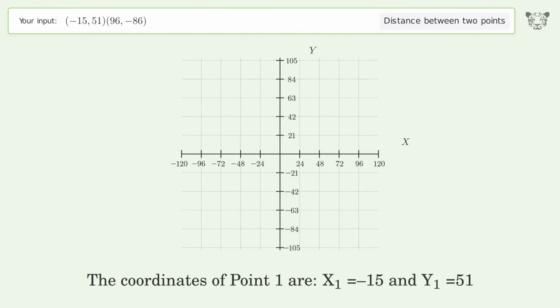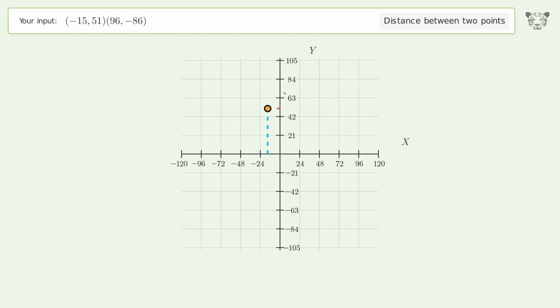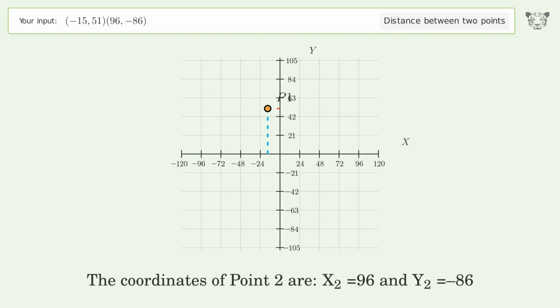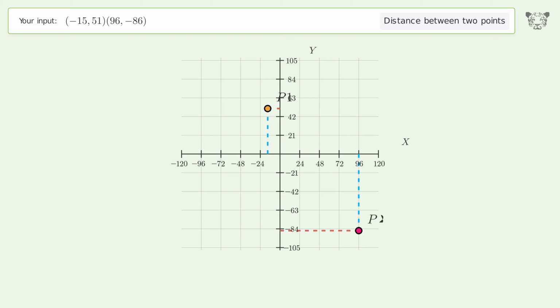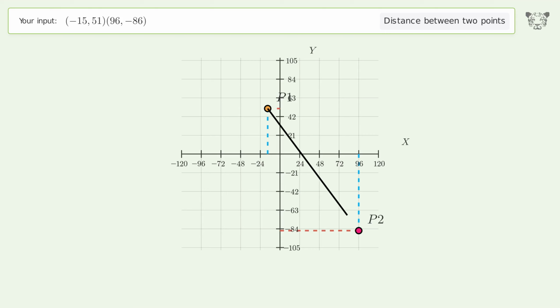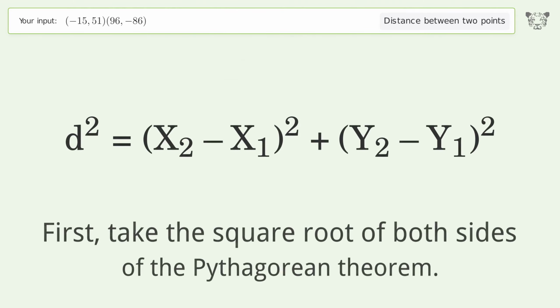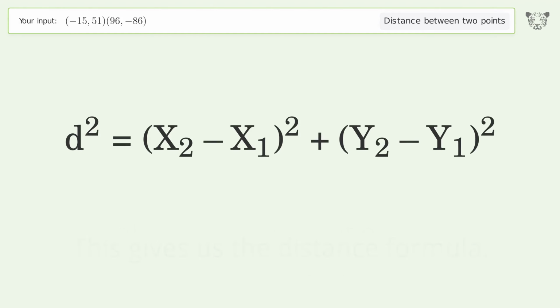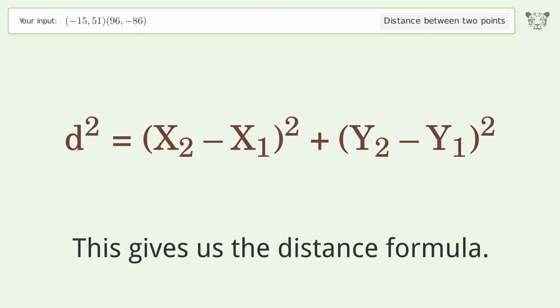The coordinates of point 1 are x1 equals -15 and y1 equals 51. The coordinates of point 2 are x2 equals 96 and y2 equals -86. D is the distance between the 2 points. First, take the square root of both sides of the Pythagorean theorem. This gives us the distance formula.